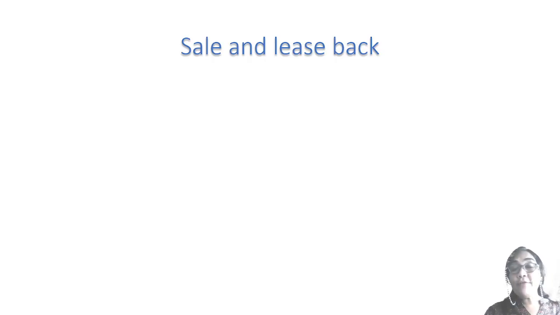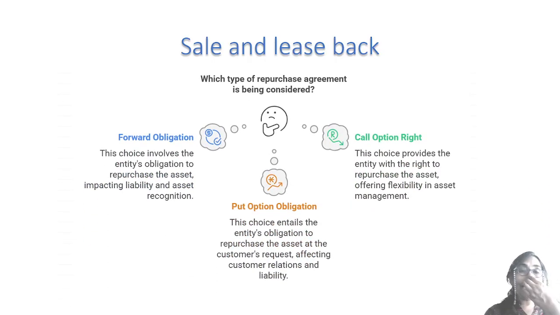Sale and leaseback. So if you sell an asset and lease it back with an obligation to purchase it back, then you will not recognize it as a sale but will recognize it as a financing transaction. But if the repurchase is at a lower rate, you will recognize it as a lease. If you sell the asset and lease it back with an option of repurchasing, it will be a call option. Again, in this case, you will recognize it as a financing option and not a sale.